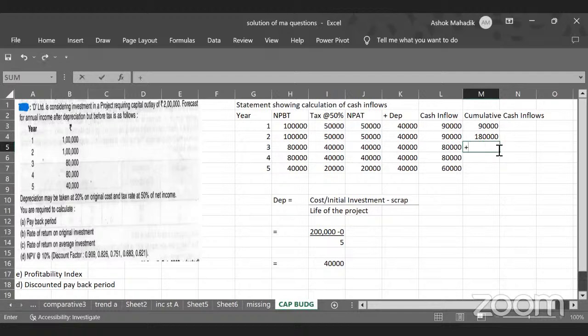So cumulative figure for third year will be second year figure plus third year's cash inflow. Likewise, I will calculate for all the 5 years. If you add all the cash inflows, you will get the same amount as that of cumulative cash inflow in the last year, 4 lakh. Clear?